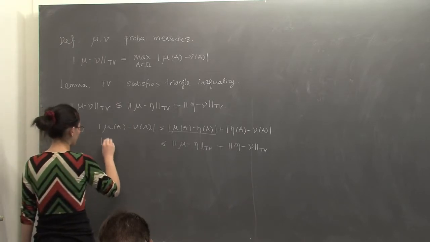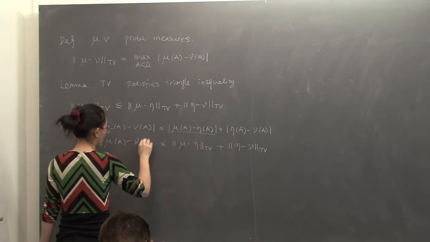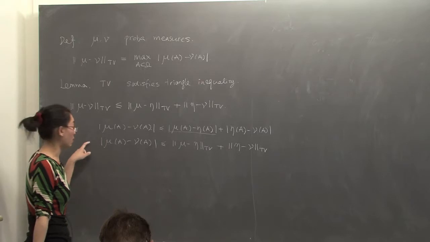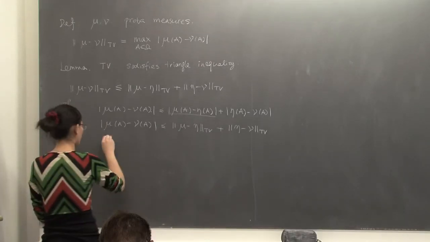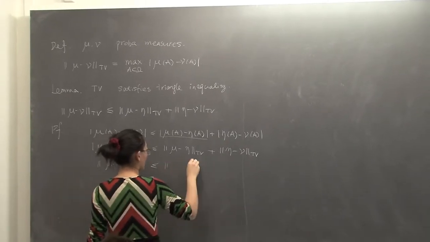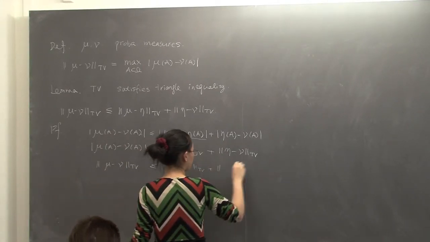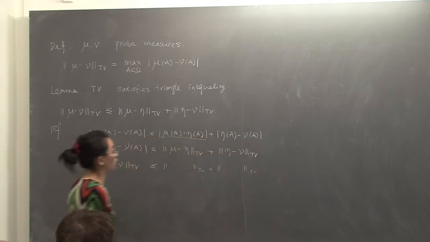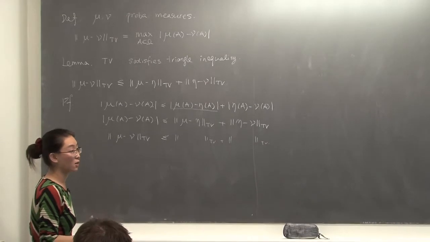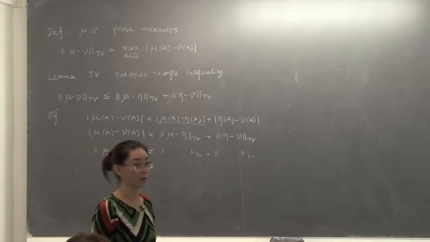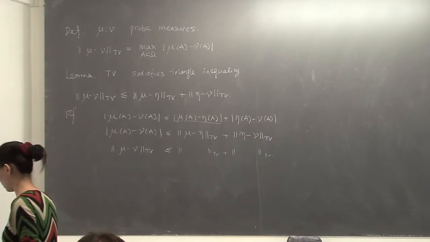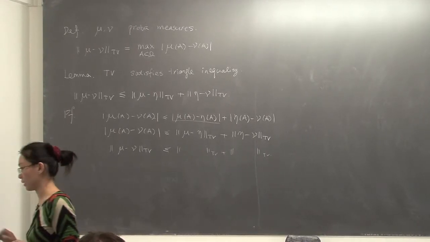And now, this is true for any subset A. So now we take the max over all possible A. What we have is that the total variation distance is bounded by this sum. And this shows that the total variation distance satisfies the triangle inequality. So it does give a metric on the space of probability measures. Okay, so this is the definition of total variation distance.